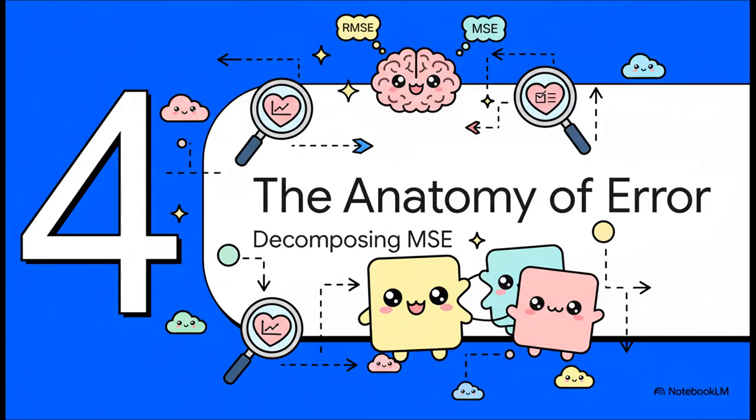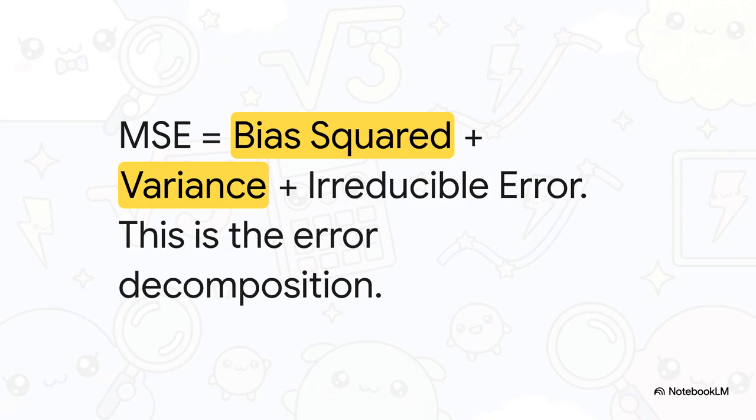But RMSE is so much more than just a grade. It's actually a diagnostic tool. By looking under the hood at its core component, that mean squared error, we can actually start to understand where our model's errors are coming from. And this, right here, is one of the most fundamental ideas in all of machine learning. The mean squared error isn't just one thing. It can be perfectly broken down into these three distinct components, and understanding these three sources is the key to building much better models.